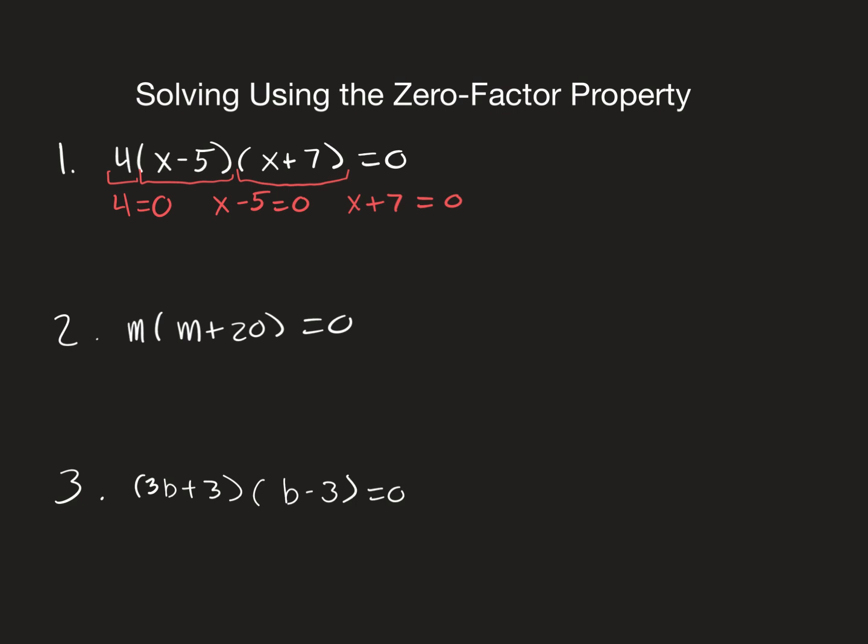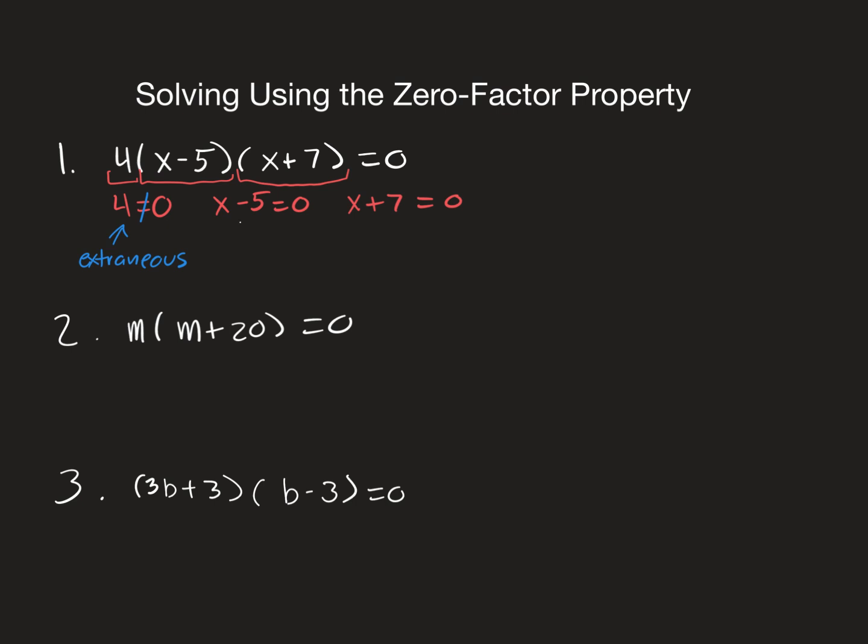So right off the bat, 4 equals 0. That's not true. 4 does not equal 0. So this here is going to be called an extraneous answer, and so we will not include it in our solutions. But these other two parts are actual equations, so we can start solving them.